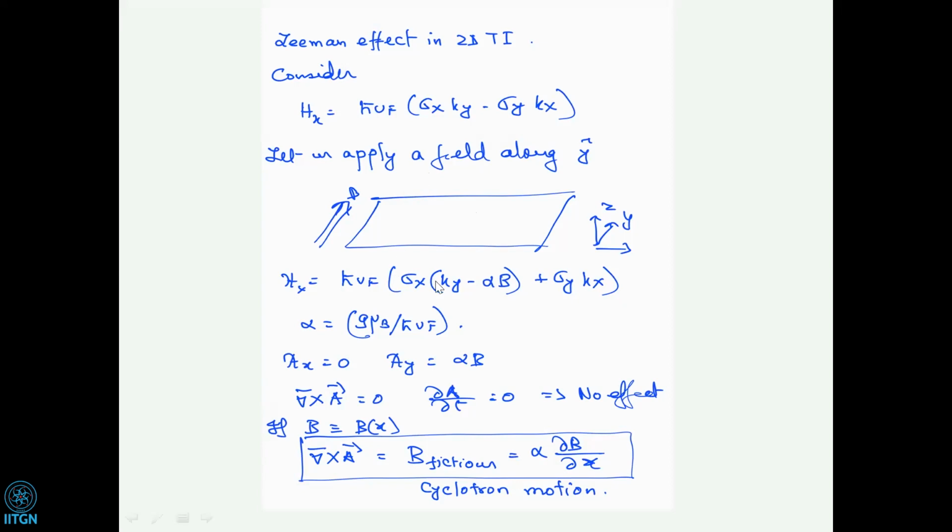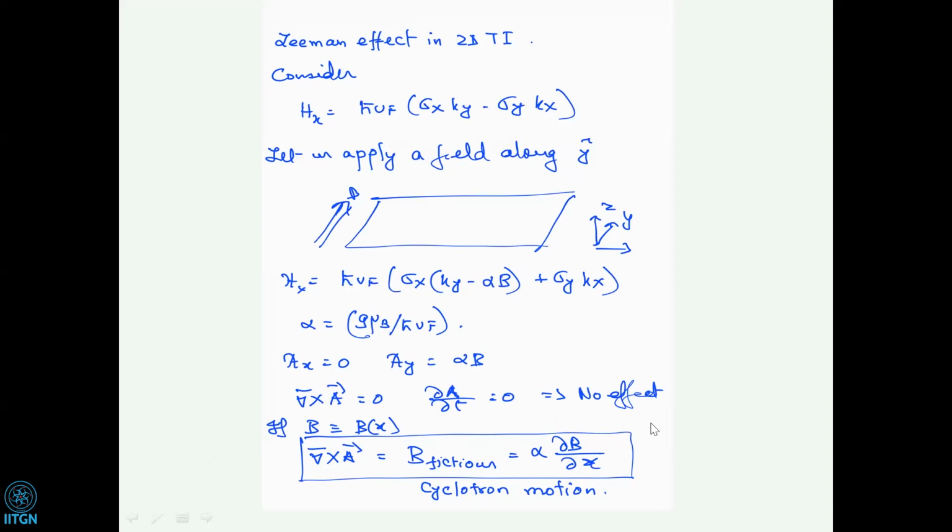But notice another thing which is going to be important for later discussion. Suppose now this magnetic field, this would be again Ax and this would be Ay equal to 0, becomes a function of Y. Then I have a non-zero curl, and therefore I'll have an effective magnetic field which depends on the gradient of the applied field in the problem. Now this, I'm calling it a fictitious magnetic field.